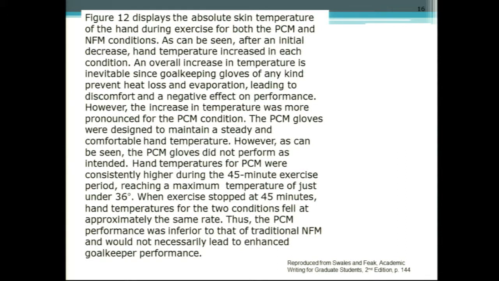The PCM gloves were designed to maintain a steady and comfortable hand temperature. However, as can be seen, the PCM gloves did not perform as intended. Hand temperatures for PCM were consistently higher during the 45-minute exercise period, reaching a maximum temperature of just under 36 degrees. When exercise stopped at 45 minutes, hand temperatures for the two conditions fell at approximately the same rate. Thus, the PCM performance was inferior to that of traditional NFM and would not necessarily lead to enhanced goalkeeper performance.